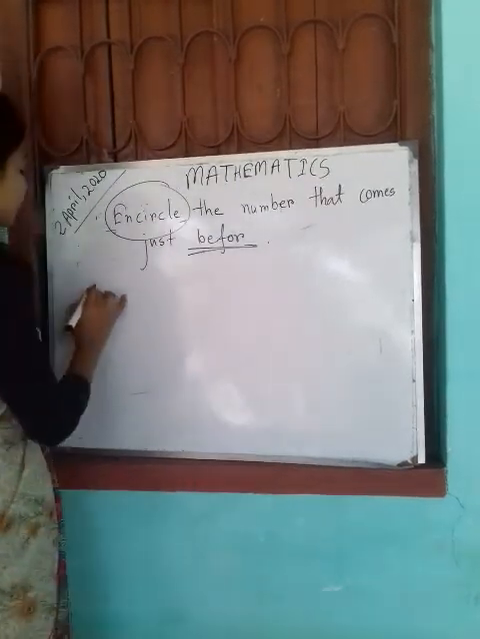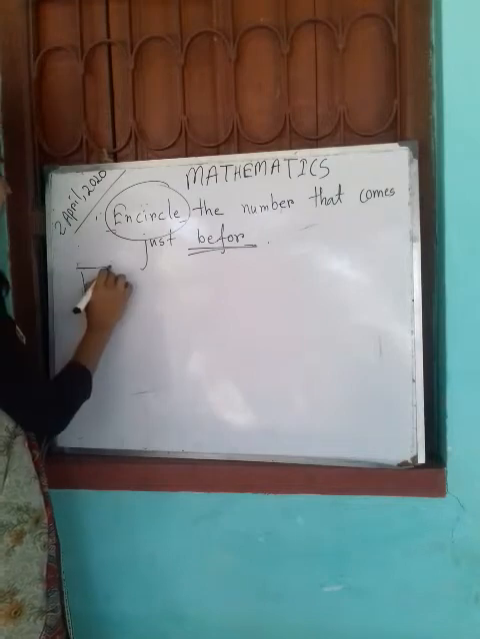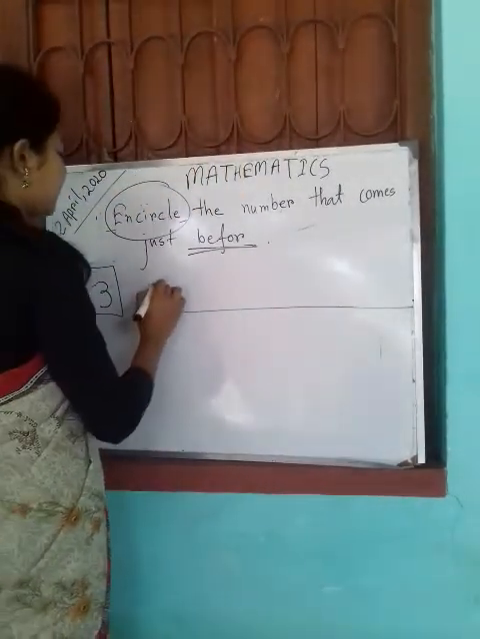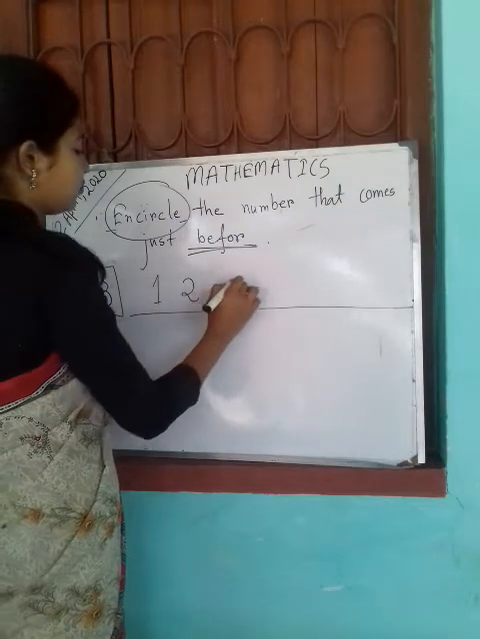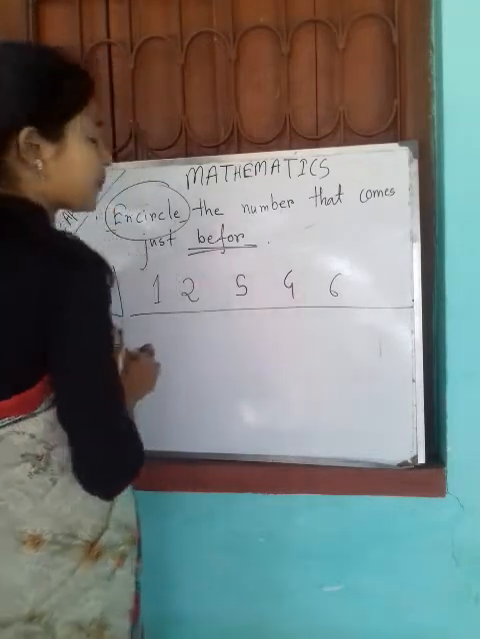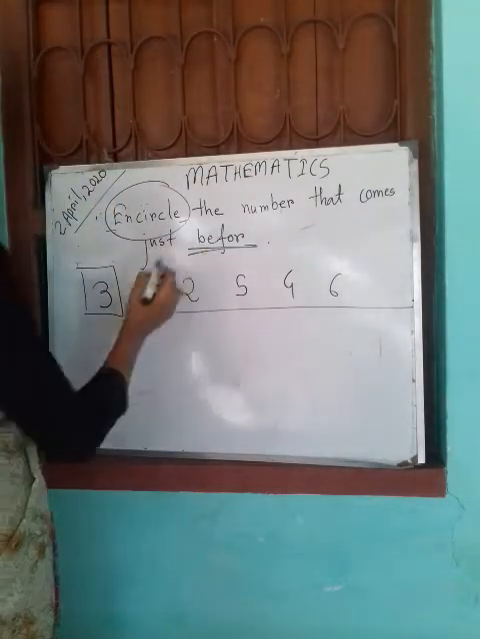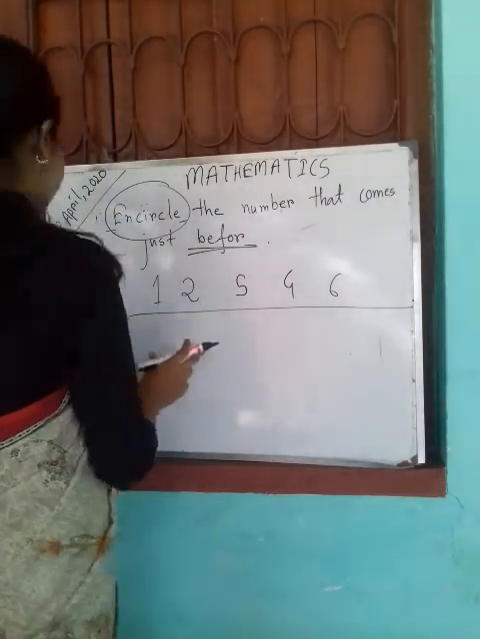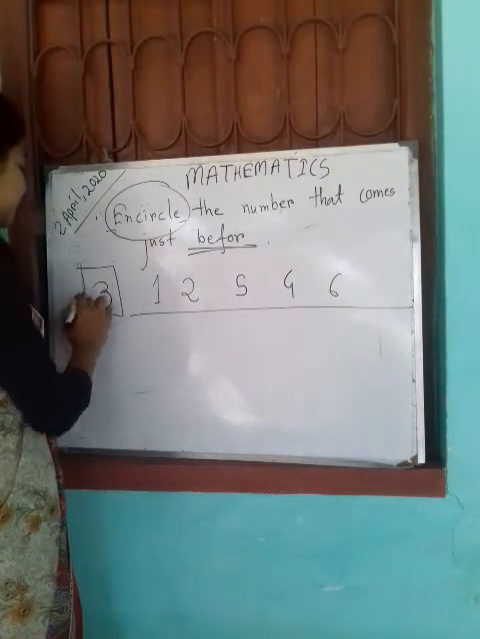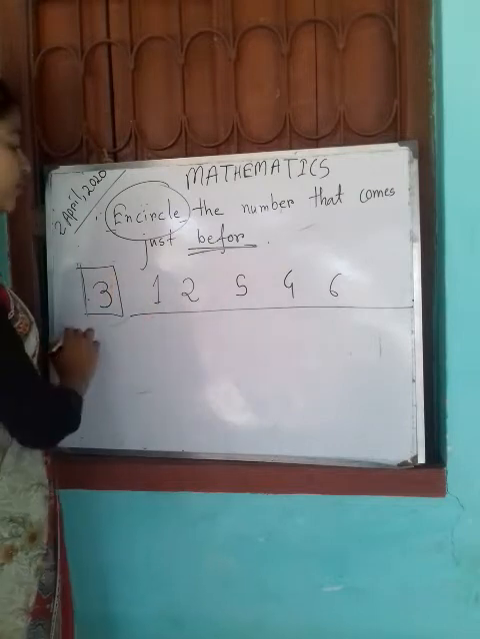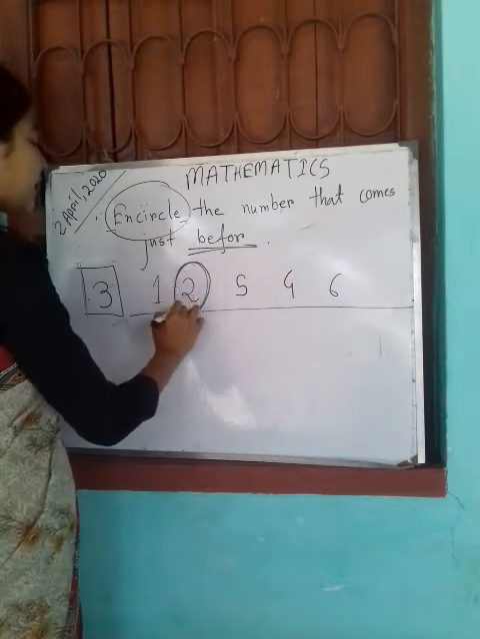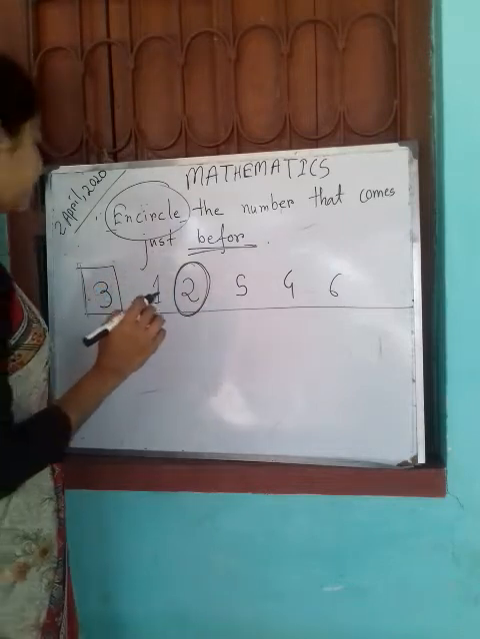Now there is a word given here, 3, and there are some numbers given, okay, like 1, 2, 5, 4, 6. Now you have to encircle the number which comes just before 3. That means, which number comes before 3? 2 comes before 3. So you have to circle it like that, okay?